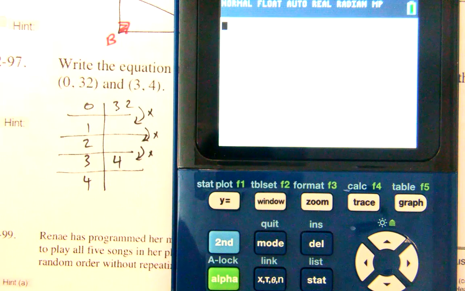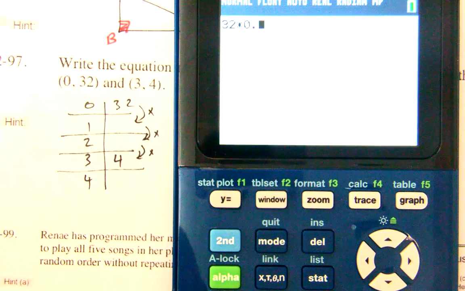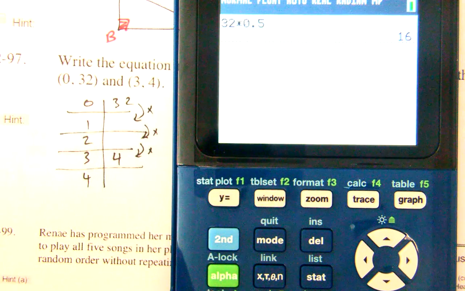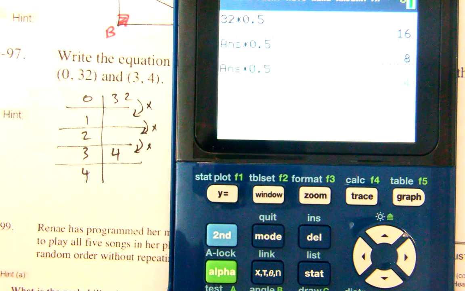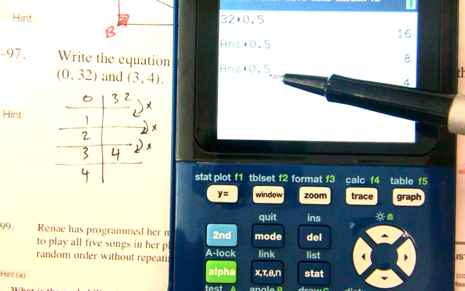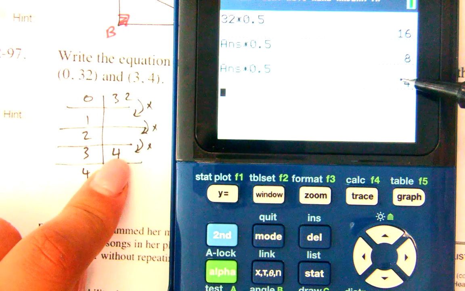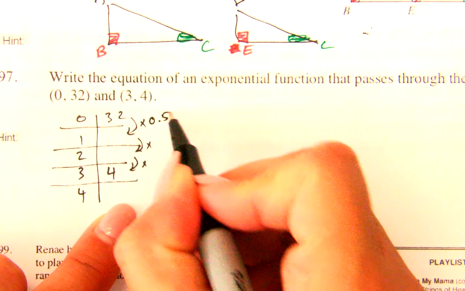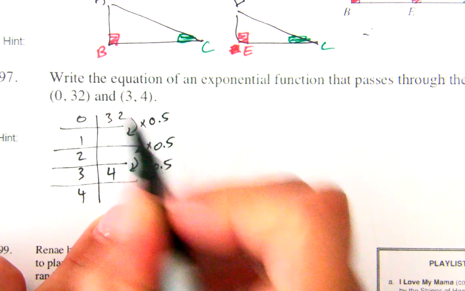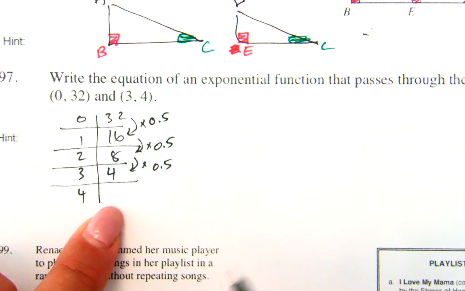So let's try halfway between 0 and 1, and then we can narrow it down from there. So 32 times 0.5, that gives me a 16. Okay, let's try this 2 more times, right? Times 0.5 is an 8, times 0.5 is a 4. Okay, so I did it 3 times, which is what I needed, and I ended up with a 4 on the 3rd time, so that's good to go. So 0.5, 0.5, 0.5. So this was 16, that was 8, and then that was 4.